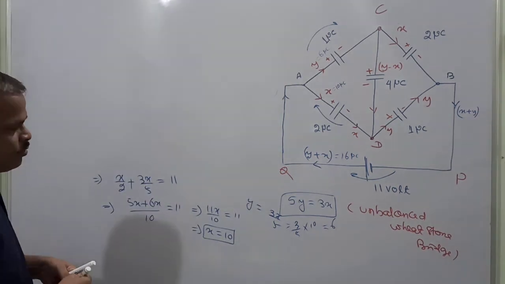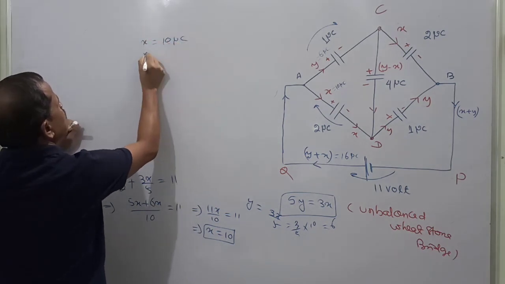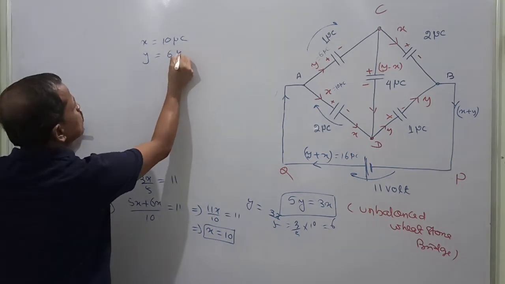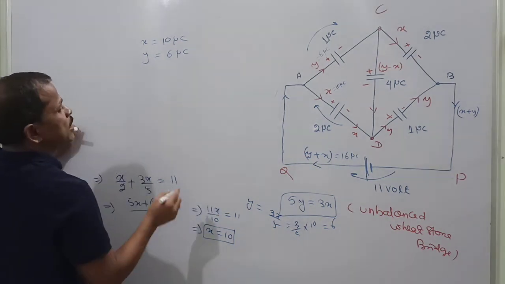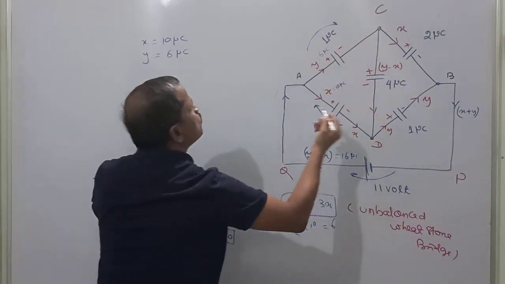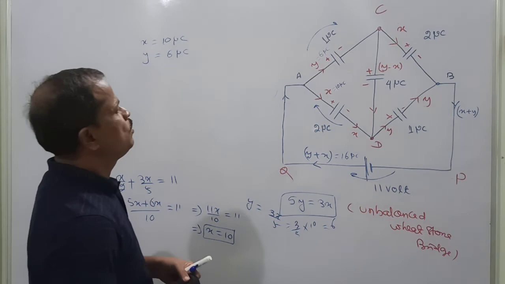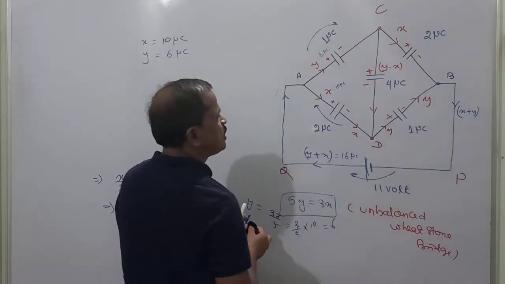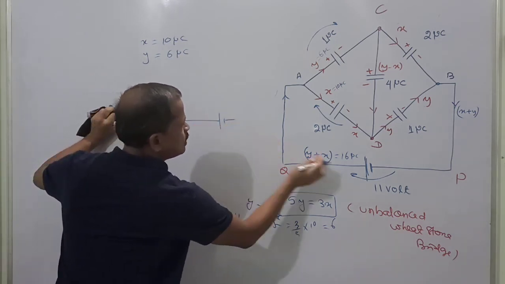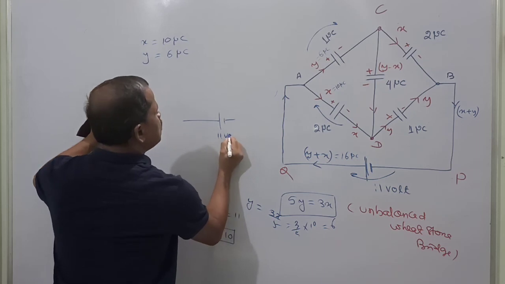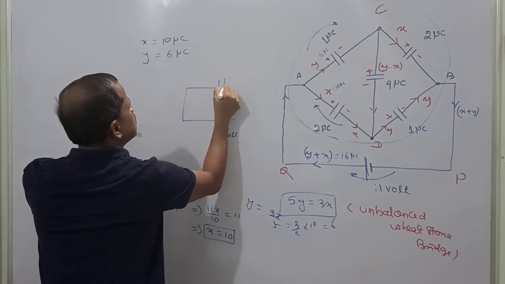Now once I get the value that the net charge x is equal to 10 microcoulomb, then y is 6 microcoulomb. That means I got all the charges, then I can get the potential across each line. Then my question is, what is the equivalent capacitance of the system? What is the meaning of equivalent capacitance? Already I told you, if the whole set of capacitors is replaced by a single capacitor, and this is the 11 volt battery, the entire capacitor system is replaced by a single capacitor.